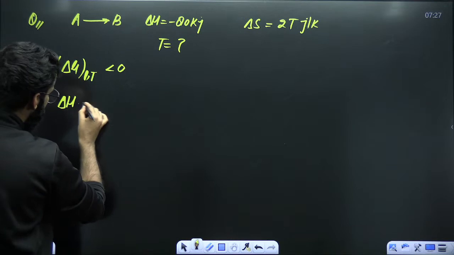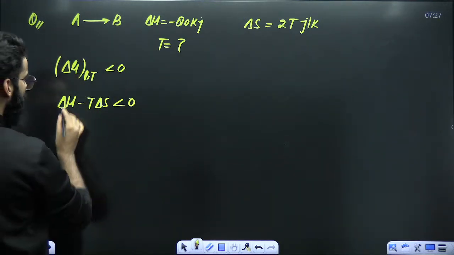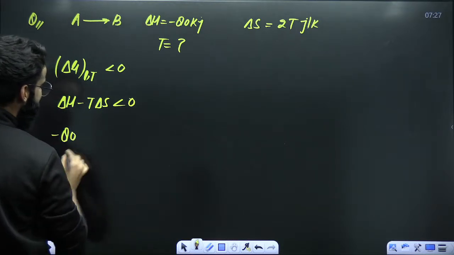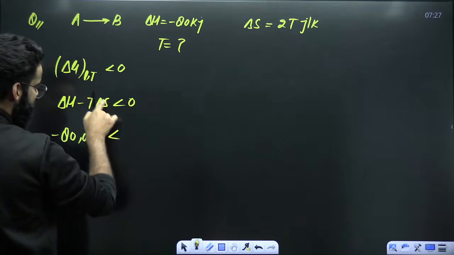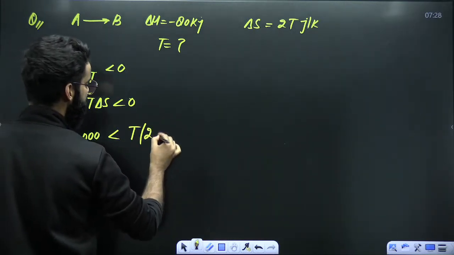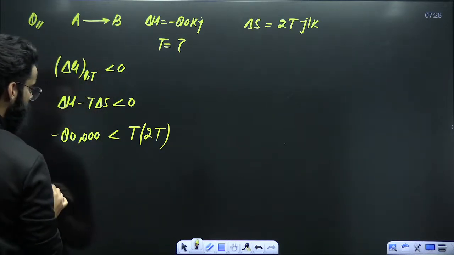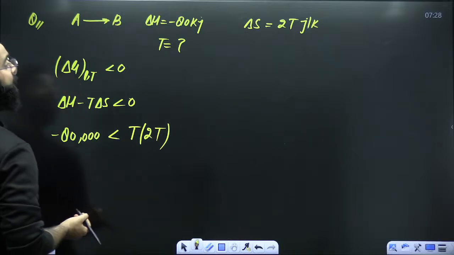So delta H minus T delta S, this has to be negative, right? What is delta H? Minus 80 kilojoules. So minus 80,000 joules, less than. This T delta S will come on that side. T delta S value is 2 times capital T. Perfect. So what I can say over here, just a second.